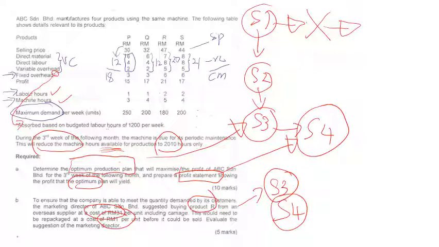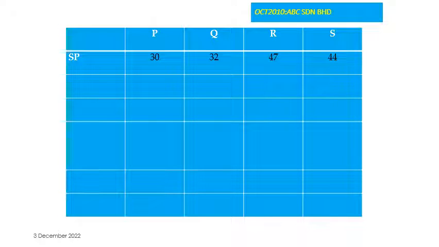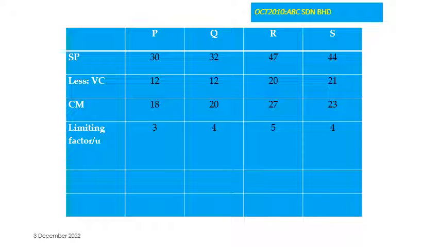Okay, now let's discuss the first requirement. This is step 2. You prepare this table, you show your selling price for each product minus variable cost, and then you calculate the contribution margin. And then your limiting factor in terms of machine hours. Your machine hours for product P is 3 hours. Look at the questions. Product Q 4 hours, product R 5 hours, and last product S 4 hours.